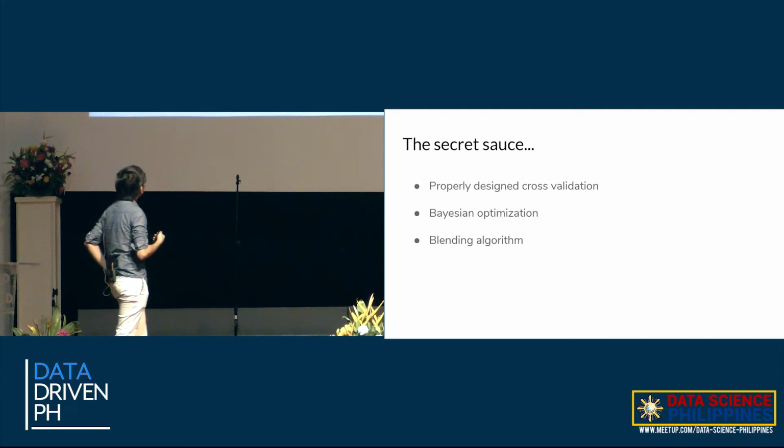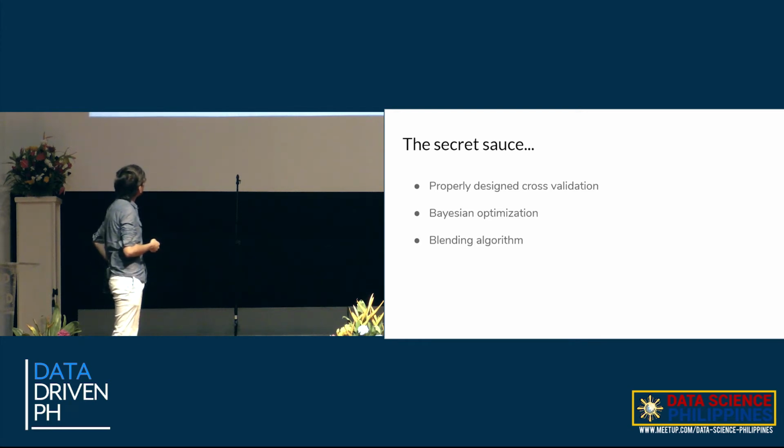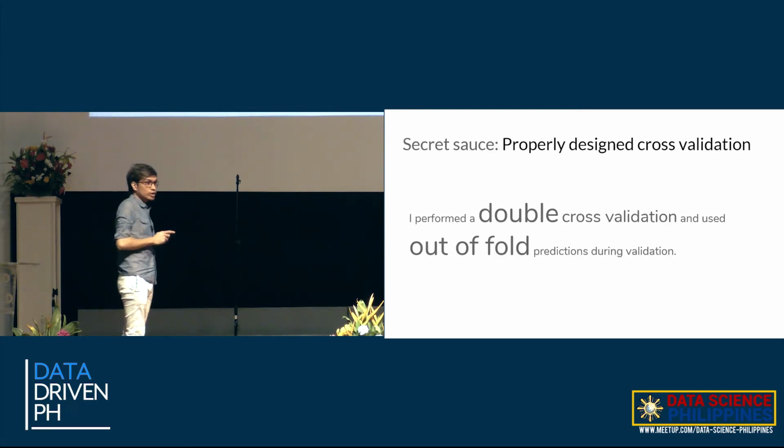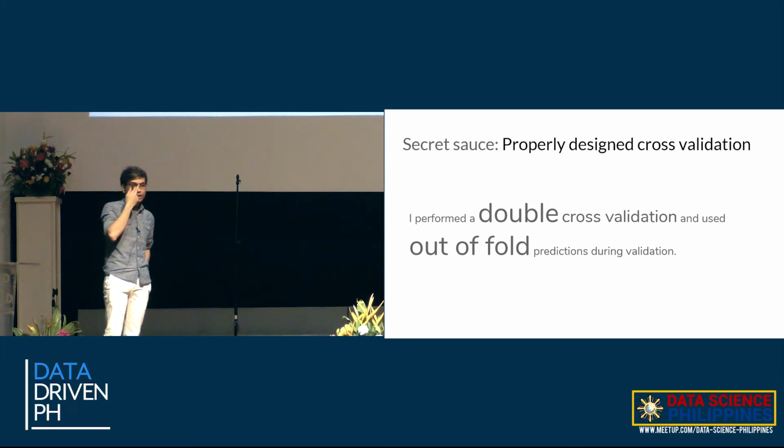So first is the properly designed cross-validation. Second is Bayesian optimization. I use that, and the third is a blending algorithm. So the secret sauce one, properly designed cross-validation. It's common for people to use cross-validation or k-fold cross-validation, etc. But at the end of the day, you might encounter some problems with it. So that's why I went with the double cross-validation strategy. It's not common, so I want to share with you how it's done.